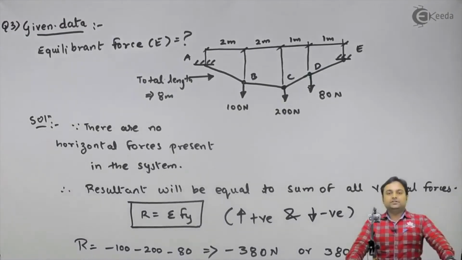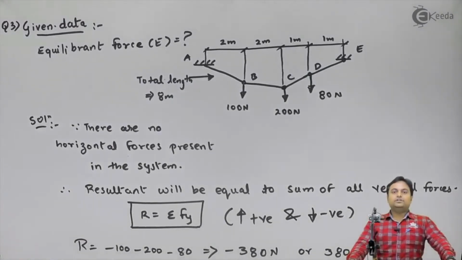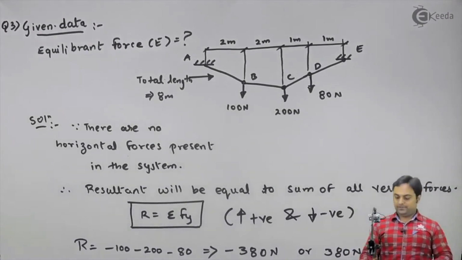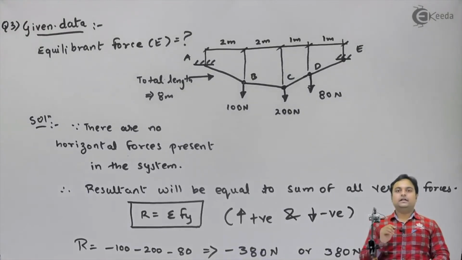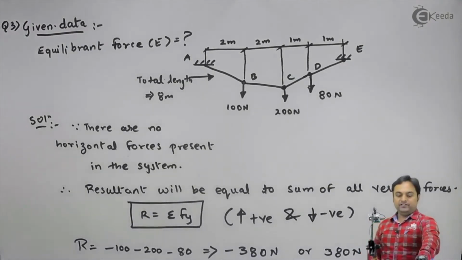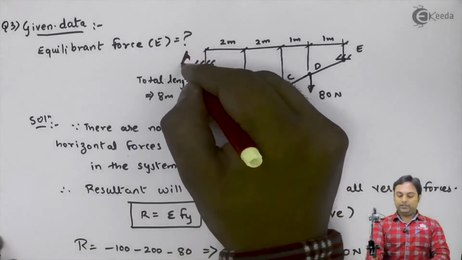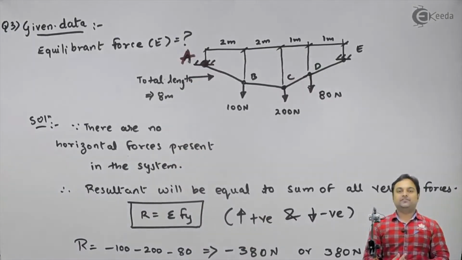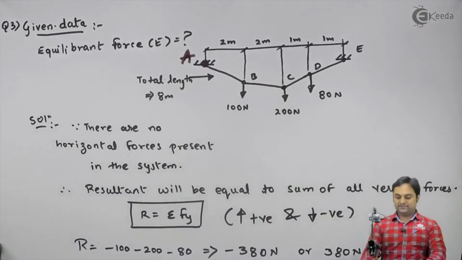After getting the resultant, I will calculate the location of the resultant. Once we know the resultant and its direction, I can get its location. That location I will find with respect to point A. I will keep point A as my reference point, and then calculate where the resultant is located, because as we know the resultant is in the downward direction.